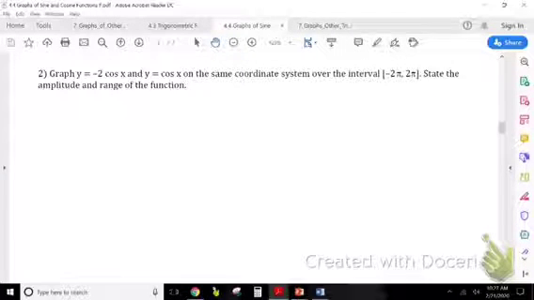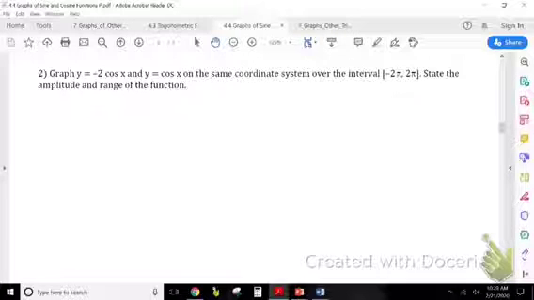So 4.4 part 3 example 2 says graph y equals -2 cosine of x and y equals cosine of x on the same coordinate system over the interval from -2 pi to 2 pi. State the amplitude and the range of the function. So let's work on our tables. We might not actually draw the graph on this one since we just did the last one, but we're going to practice our tables and then we're going to practice being able to pull the amplitude and the range from the equation.